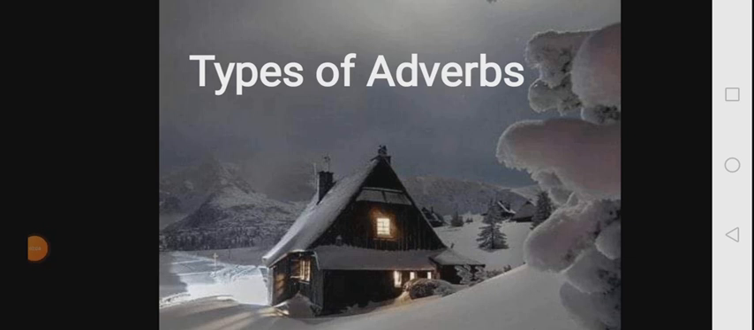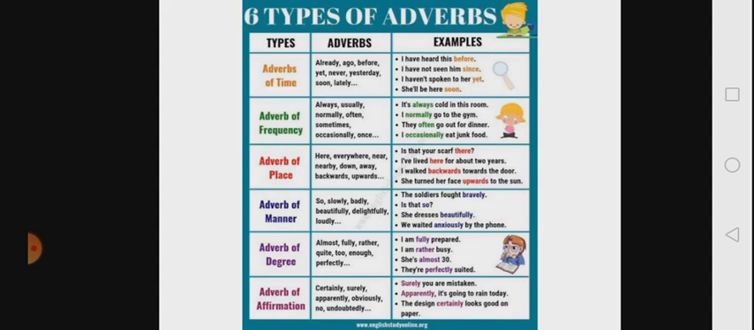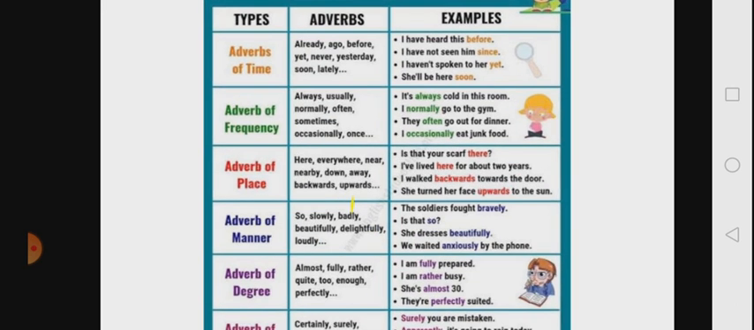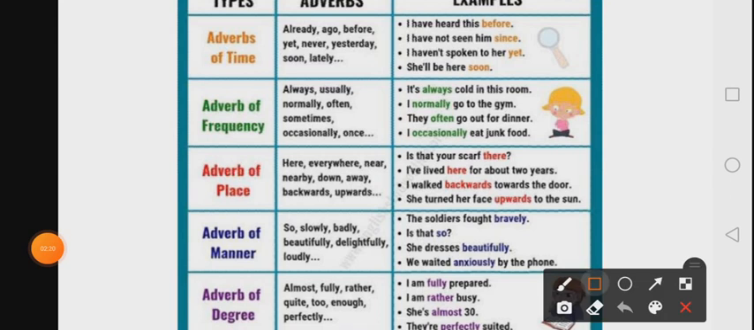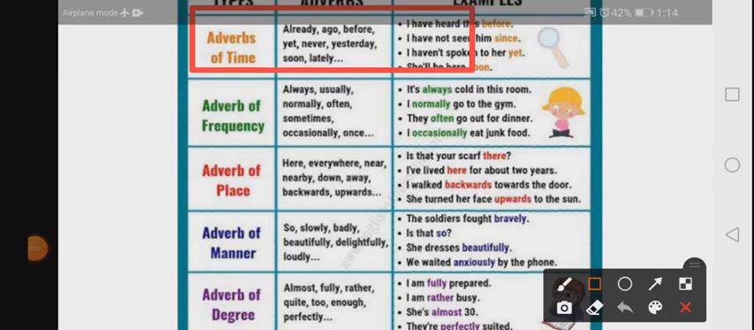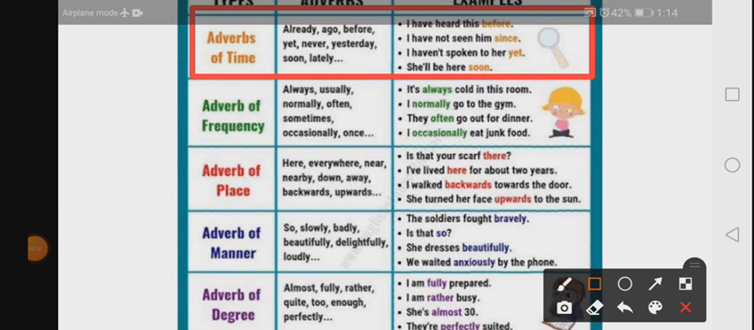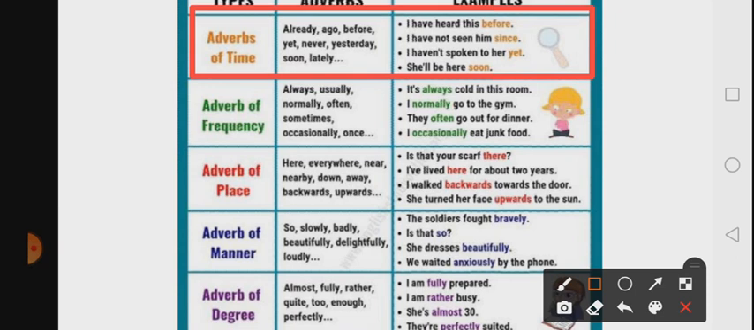There is more than one type of adverb. Let us talk about them one by one. Here, the 6 types of adverbs are given. The first one is adverb of time. Adverb of time tells us about the time in which the work is being done.